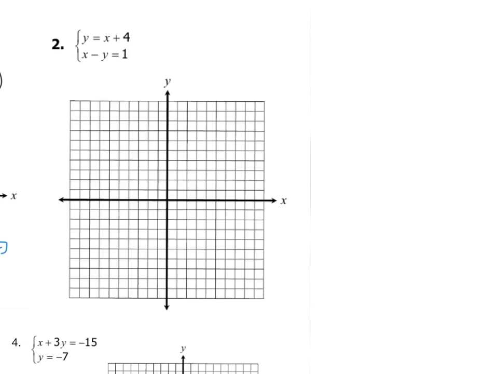Let's take a look at number 2. Number 2, the first equation is already in slope-intercept form, which is y equals x plus 4. And I'll do that one in red. Y equals x plus 4. The next one is x minus y equals 1. So we'd have to subtract both sides by x.